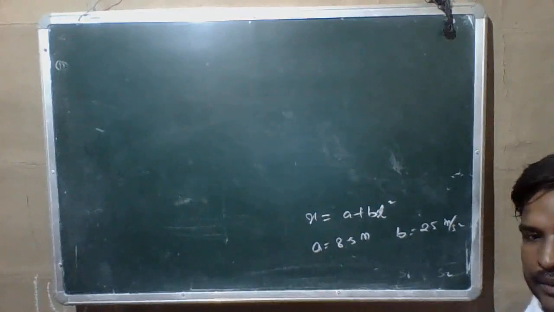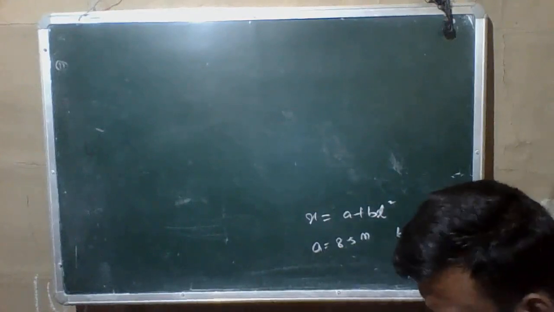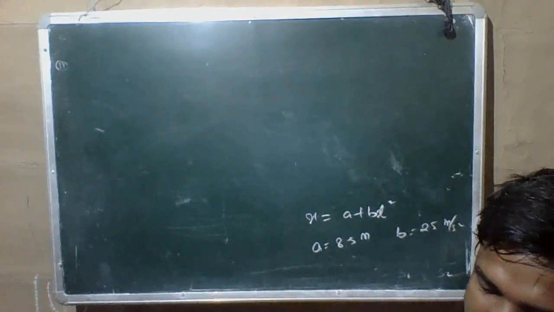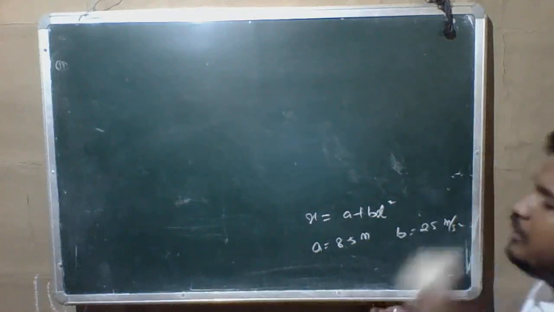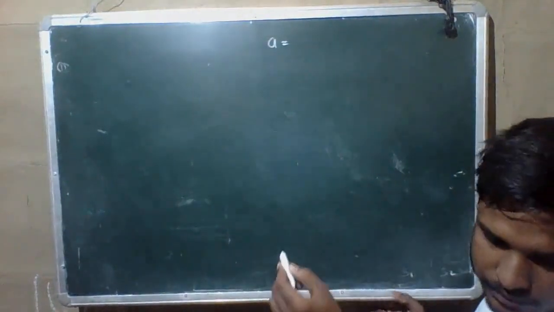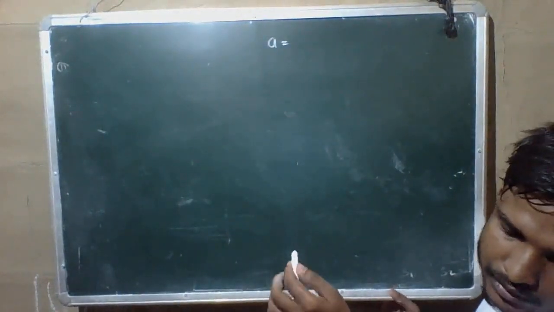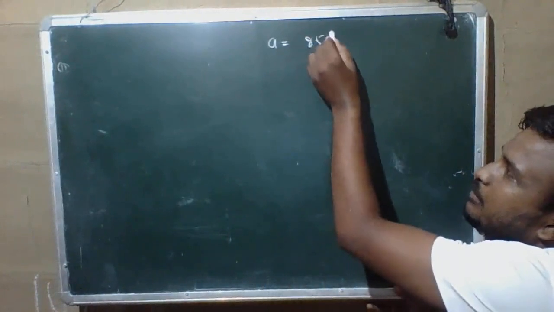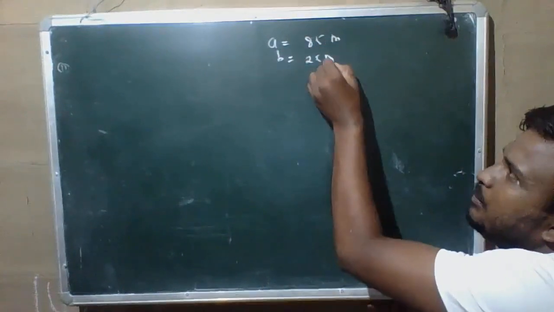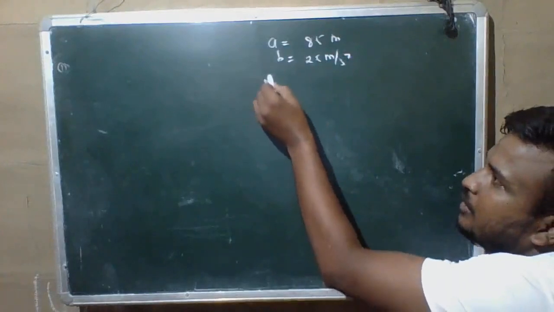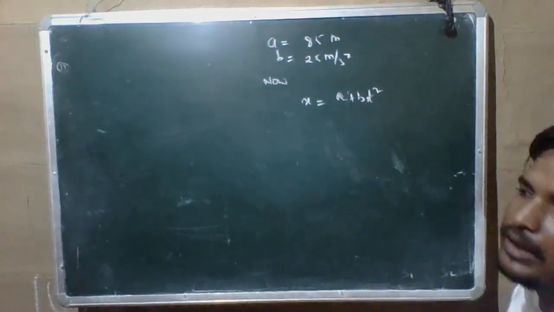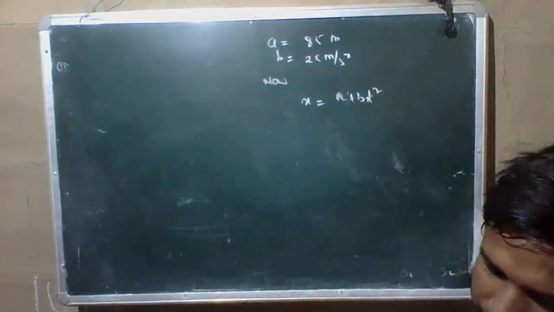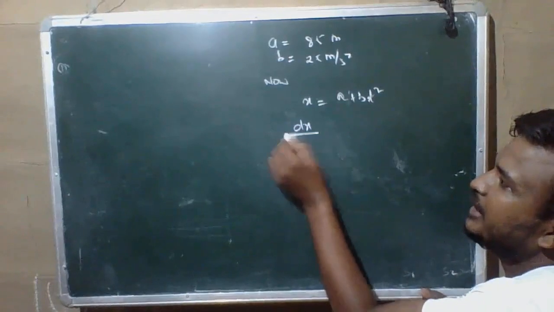So always remember, when we want to calculate instantaneous speed, that means we have to differentiate the given displacement. Let us see; if I solve it, then only we will understand better. So a equal to how much is given? 8.5 meter, and b equal to 2.5 meter per second square. These are the given parameters. Now x equal to a plus bt square. So our intention is to calculate the instantaneous speed. So how to calculate instantaneous speed? dx by dt.